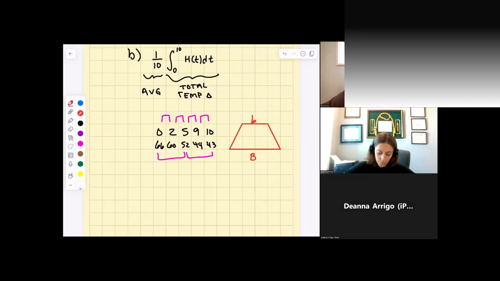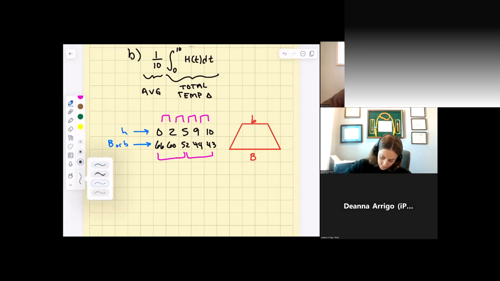So in the context of this problem, these numbers right here are representing your bases. And then these are your heights. So this is B1 or B2, and this is H. So it's 1/2.